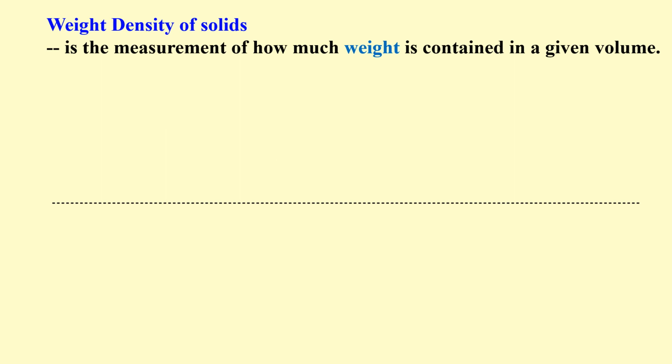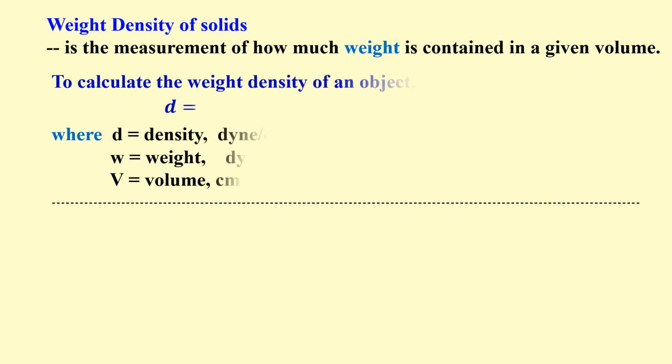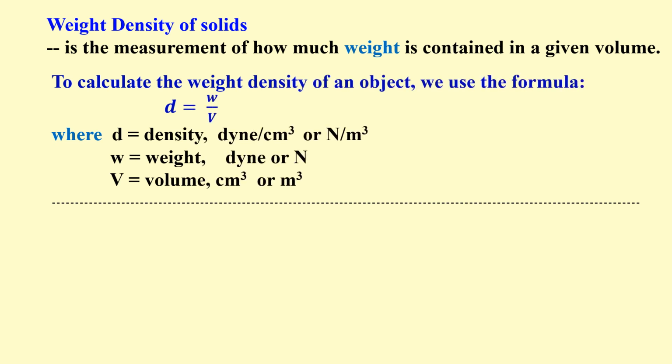In some instances, we are also required to find the weight density of solids. It is the measurement of how much weight is contained in a given volume. To calculate the weight density of an object, we use the formula D equals W over V, where D is density in dyne per centimeter cube or newtons per meter cube. W is the weight in dyne or newtons, and V is the volume in centimeter cube or meter cube.